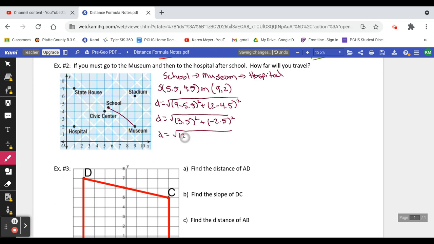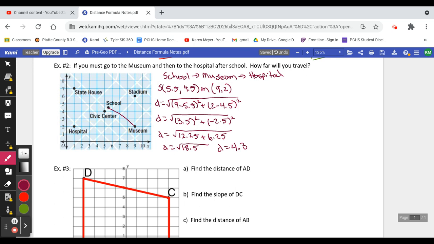3.5 squared is 12.25. And negative 2.5 squared is positive 6.25. So if I add those together, I get the square root of 18.5. And then the square root of 18.5 rounds to 4.3. Now remember, that's not my total distance. That's just my distance from school to the museum.